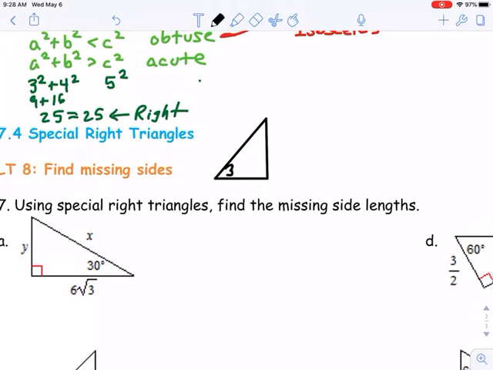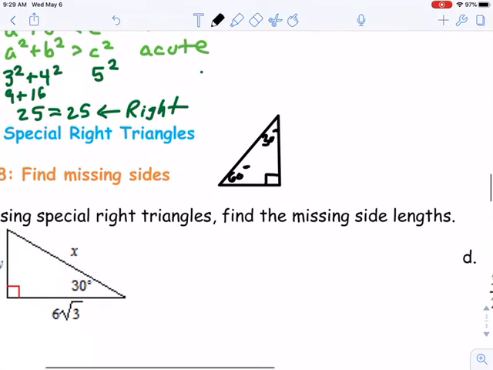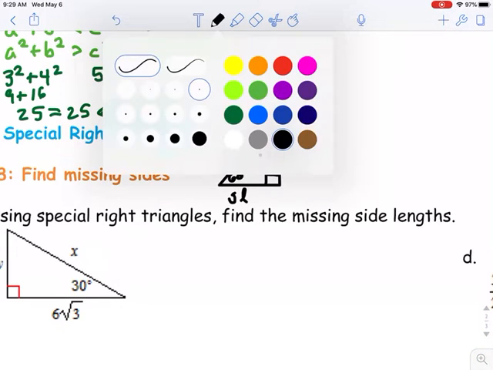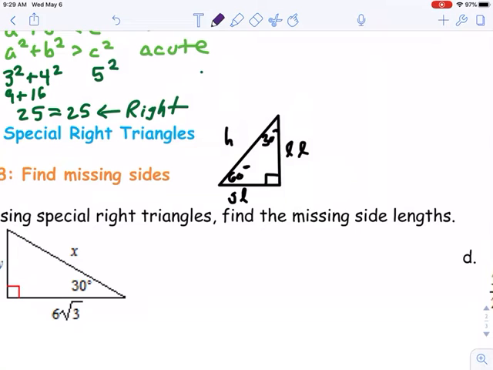This is a 30, oops, that should have been the 60-degree angle. 30, 60, 90. Alright, remember we have the short leg, the long leg, and the hypotenuse. Now, if the short leg is x, to get to the long leg, you're just going to multiply by radical 3, and you have x radical 3.